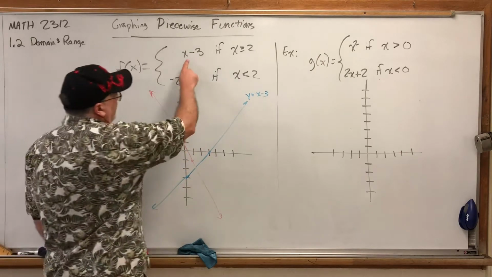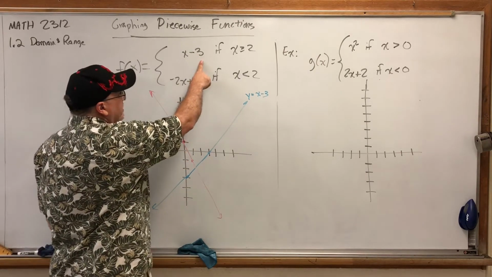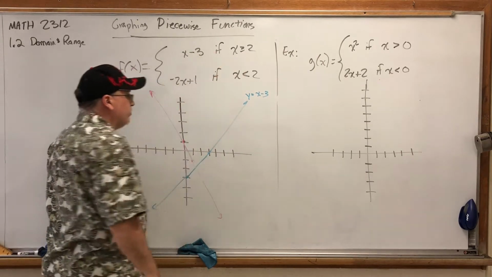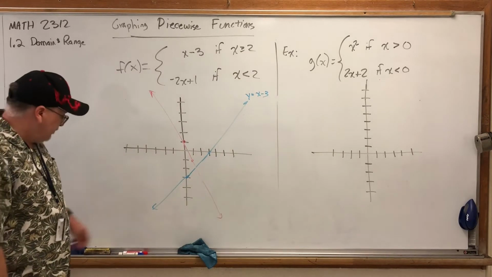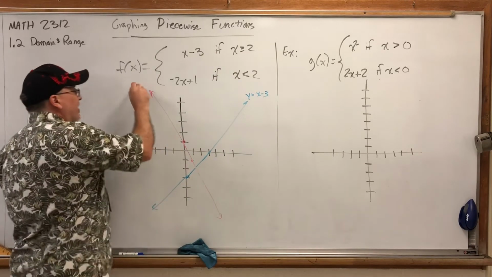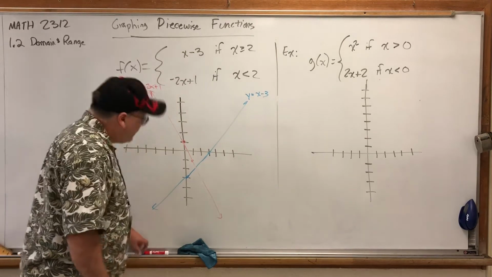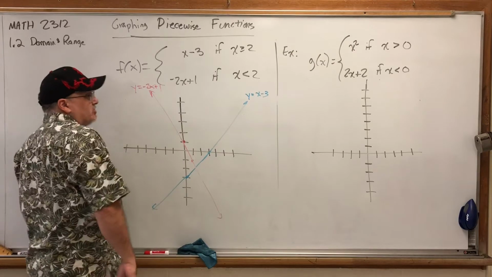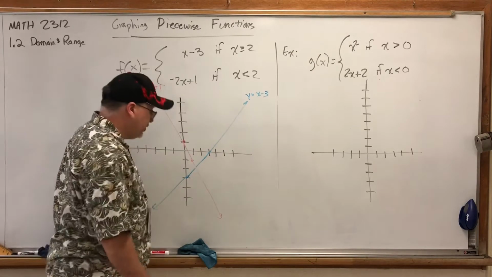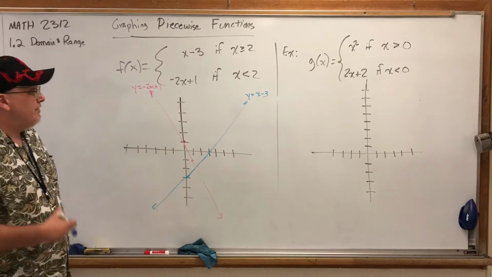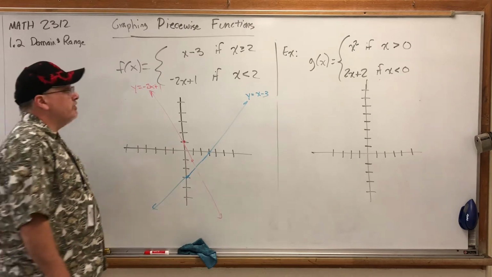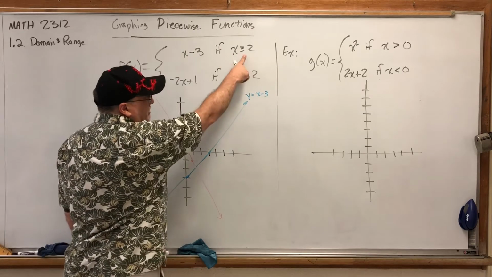For example, the function x minus 3 is only used when x is greater than or equal to 2. That means that you take the blue line, and forgive me, I didn't label the red line, y equals -2x plus 1. But the blue line, y equals x minus 3, is only valid when x is greater than or equal to 2. That means you have to find out where this starts. This graph starts at x equals 2.